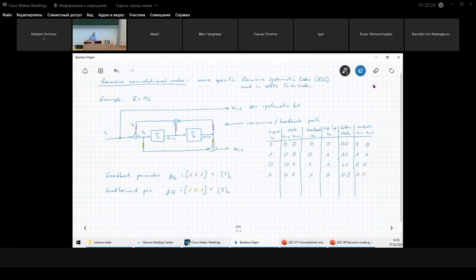Okay, and basically we could continue like this for all combinations, and with this actually make up the trellis diagram from here.